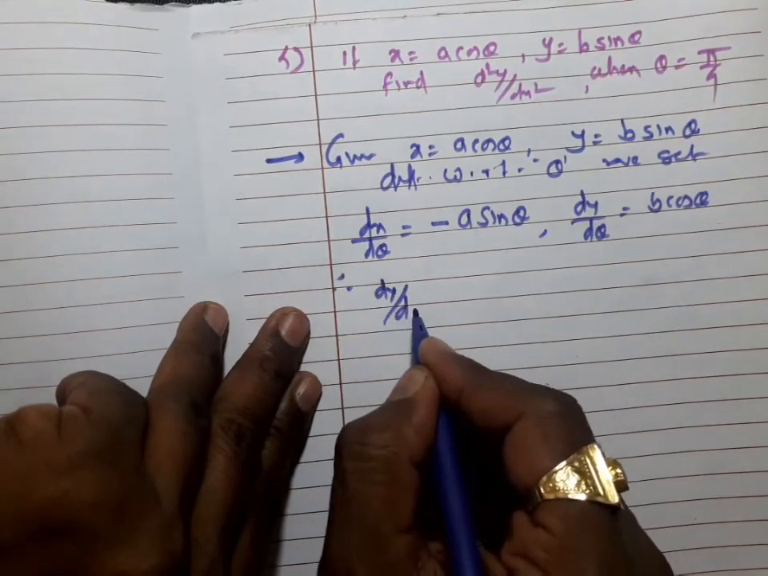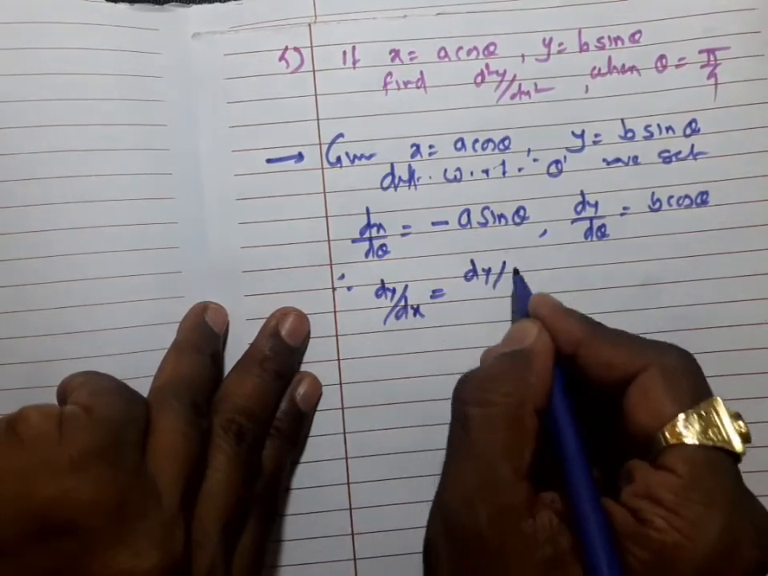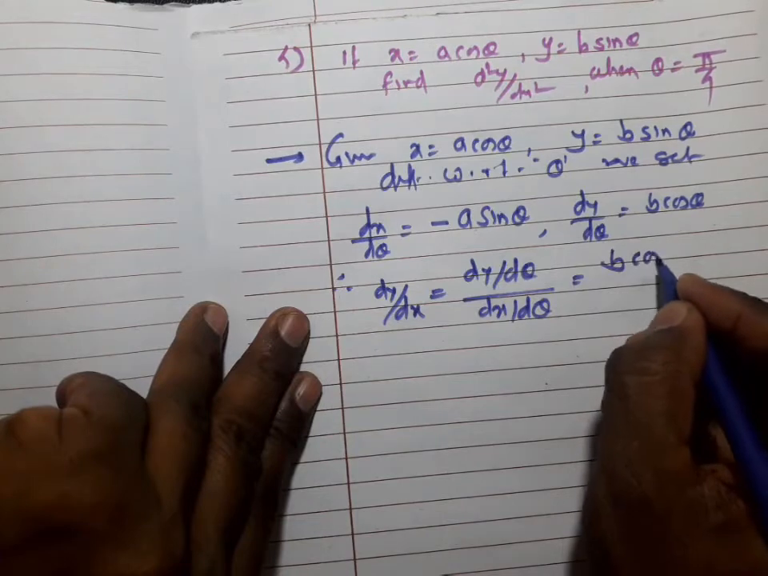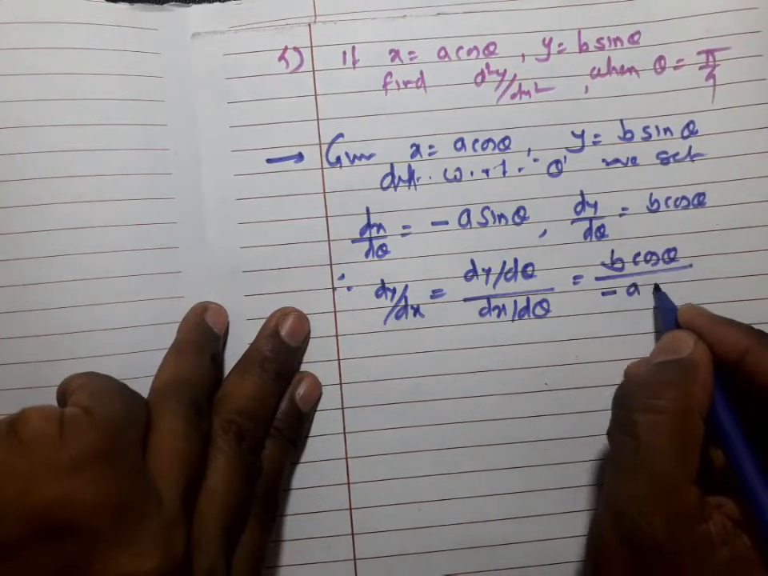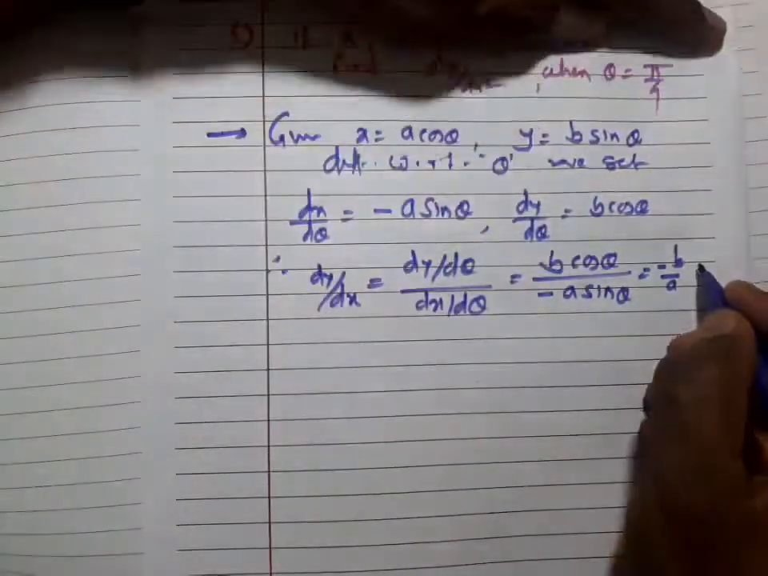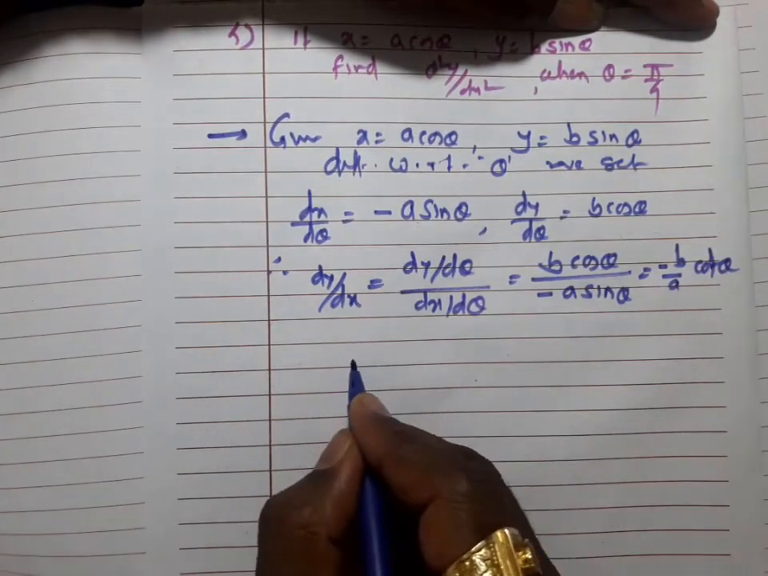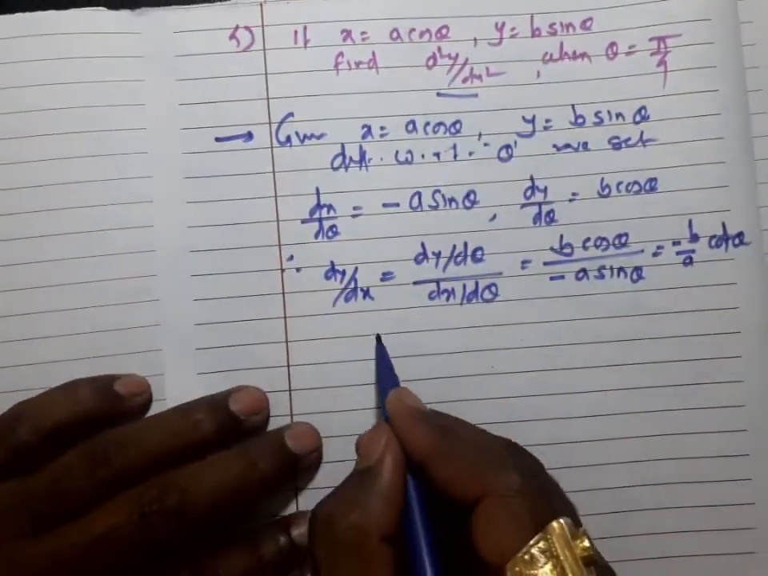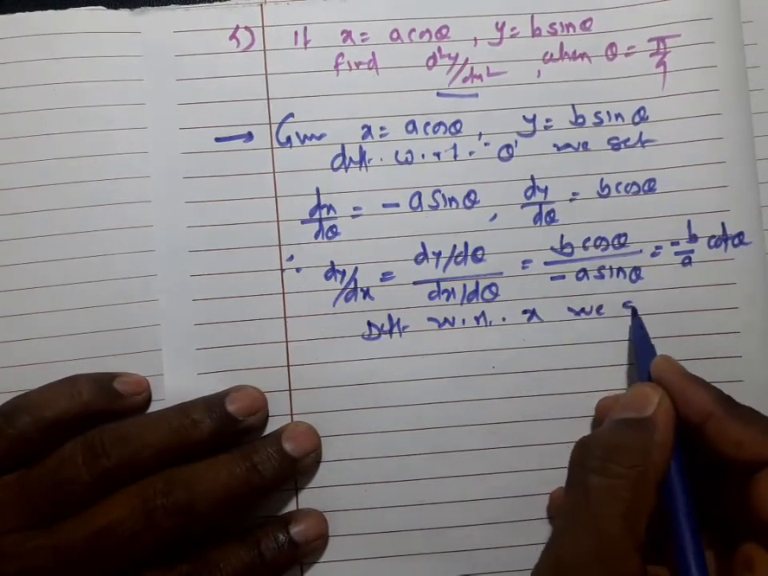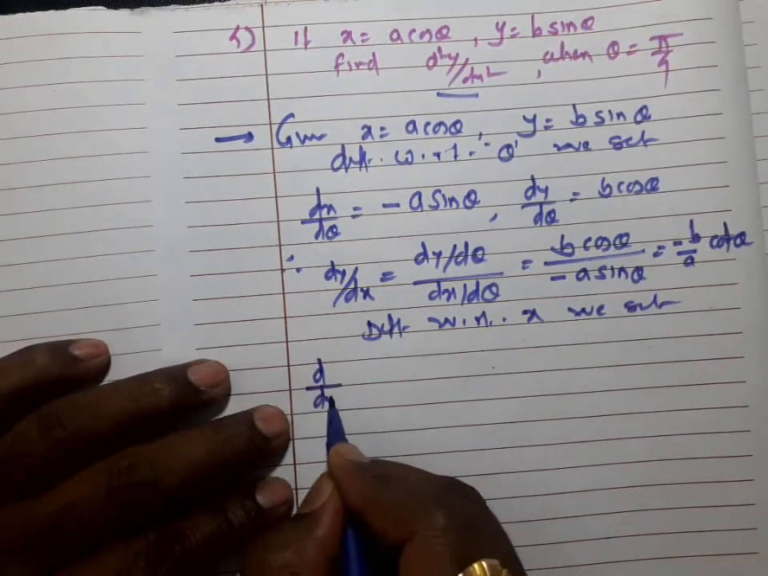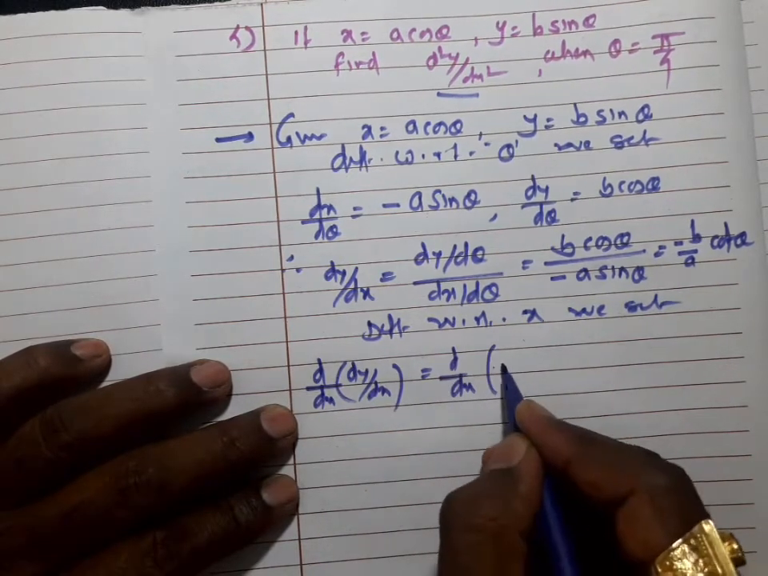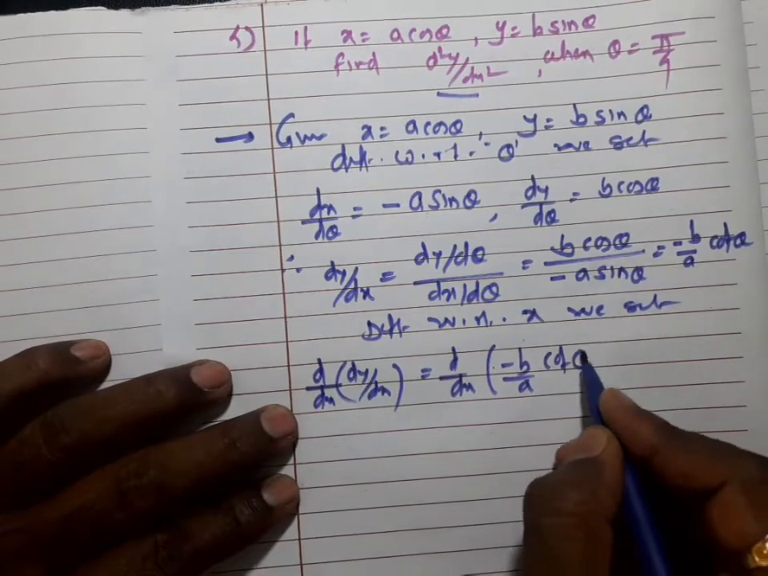Therefore, by parametric form of the derivative, dy by dx is dy by d theta upon dx by d theta. So this is b cos theta upon minus a sin theta, that is minus b upon a cot theta. Now we have to find d2y by dx square. So differentiate with respect to x, we get dy by dx is equal to d by dx of minus b upon a cot theta.